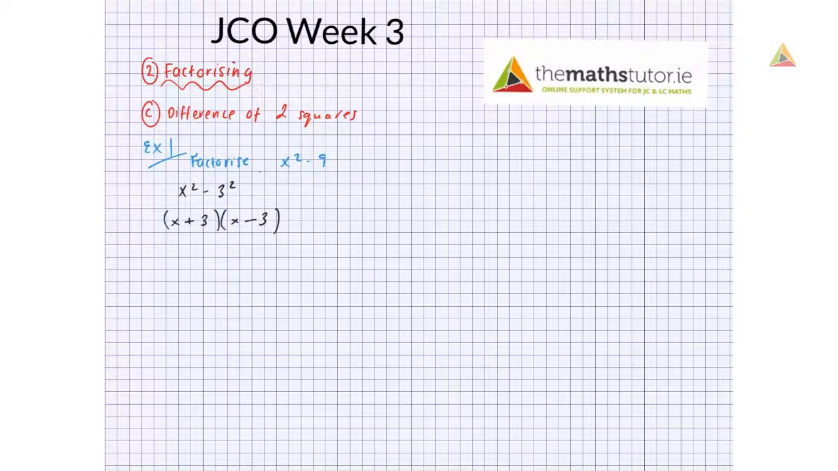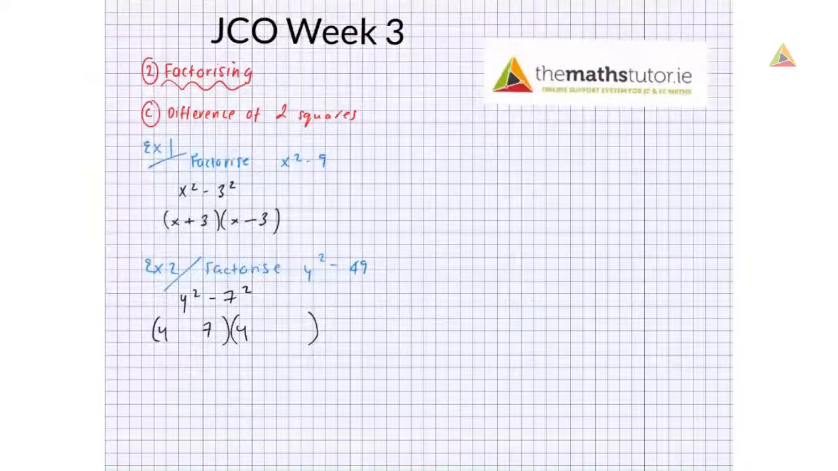Okay, so we're going to do another example of that. Example 2, and it's going to be factorise y squared minus 49. Again here it's something squared, so y squared take away, we can write 49 as 7 squared, so we're going to rewrite it as y squared take away 7 squared. So now we can open up our brackets. We're going to put y in the first, y in the second, 7 in the first, 7 in the second, plus with one, minus with the other, and that's it. So we're on to the last section now of factorising.